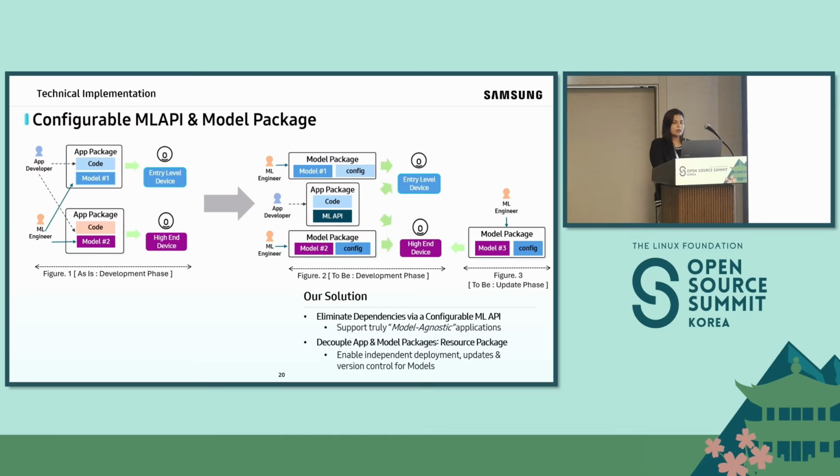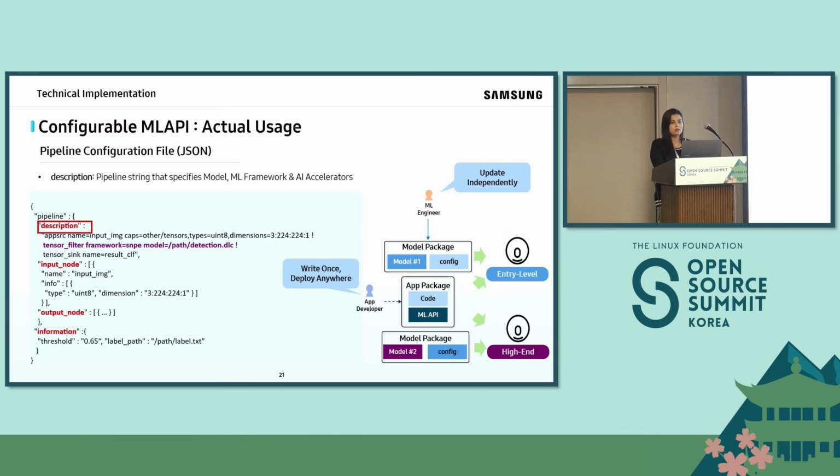Models can now be updated, versioned, and switched to use different ML frameworks easily, which enables parallel development of the model and the application by different engineers. As shown in figure 3, in the update phase we only need to update the model package and the rest of the application remains the same. This configurable approach transforms AI model deployment from a monolithic challenge into a modular, flexible system that adapts to changing needs without disrupting the entire application.